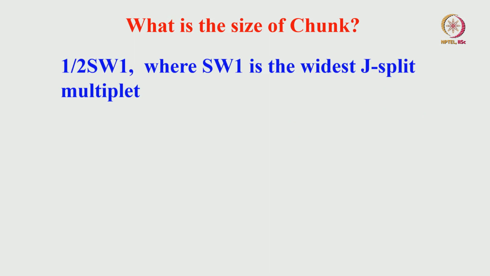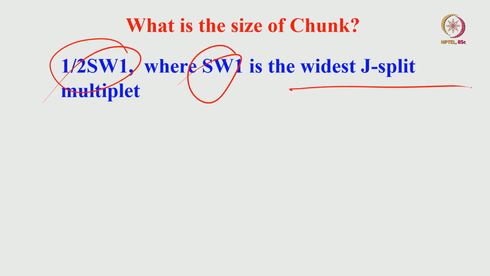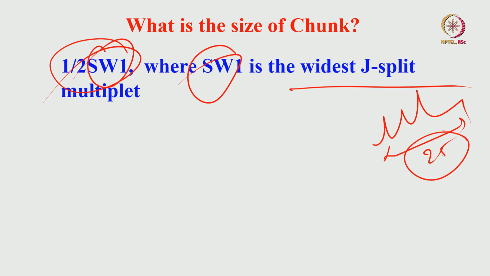And what should be the size of the chunk? Remember, it's 1 over 2 times SW1. What is SW1? It is nothing but the width of the widest J split multiplet in the spectrum. Find out what is the largest split. For example, if the multiplicity pattern spreads over 25 hertz, then the size of the chunk should be 1 over 2 into 25, that is 1 over 50 hertz.